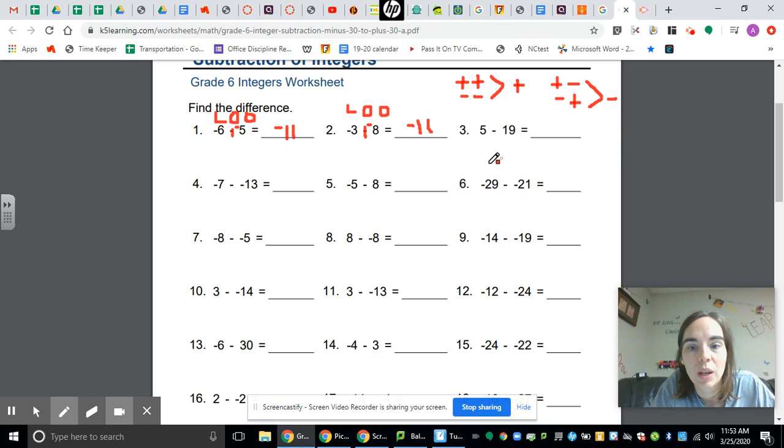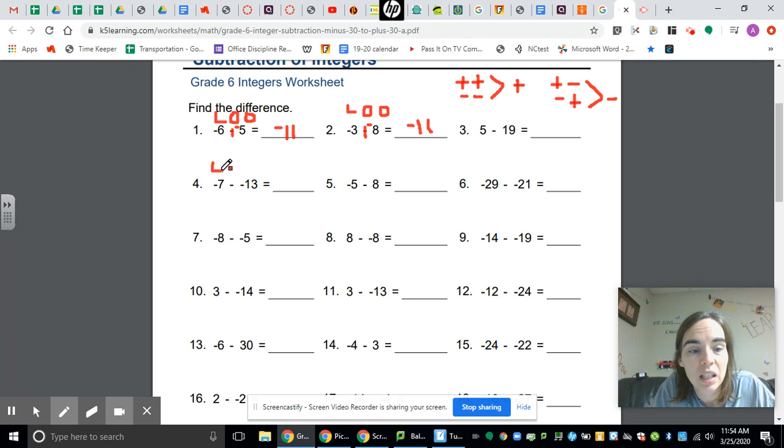Okay, so let me go over that one more time. If I have a positive positive and I'm adding, I'm going to add them and keep the positive sign. If I have a negative negative and I'm adding, I'm going to add them and keep the negative sign. If I have a positive negative with adding integers, I'm going to subtract them, and I'm going to take the sign of the largest absolute value. If I have a negative positive when I'm adding integers, I'm going to subtract them and take the sign of the largest absolute value. All right, let's do one more down here just because it's a little bit different.